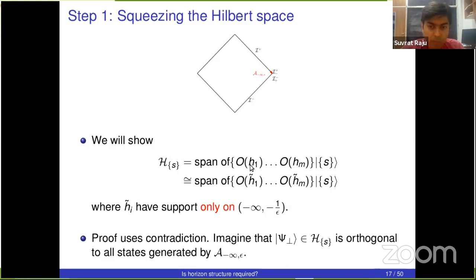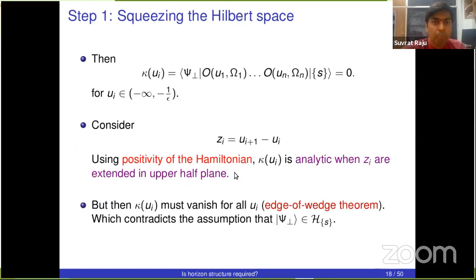So the proof goes by contradiction. Let's say there was a state that belonged to this top line and that did not belong to the second line, and that it was orthogonal to all states you could get from the second line. Okay? So there was some state which you could get by acting with operators in the larger region, but not by operators in the smaller region. If so, then consider this correlation function. Once again, all points are separated.